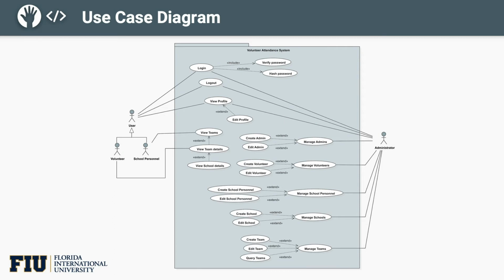So this is the use case diagram for the VAS application. As you can see, the administrator has most of the functionality that deals with management. So the administrator can manage admins, volunteers, school personnel, schools, and teams. All the types of users can log in, log out, and view their profile.